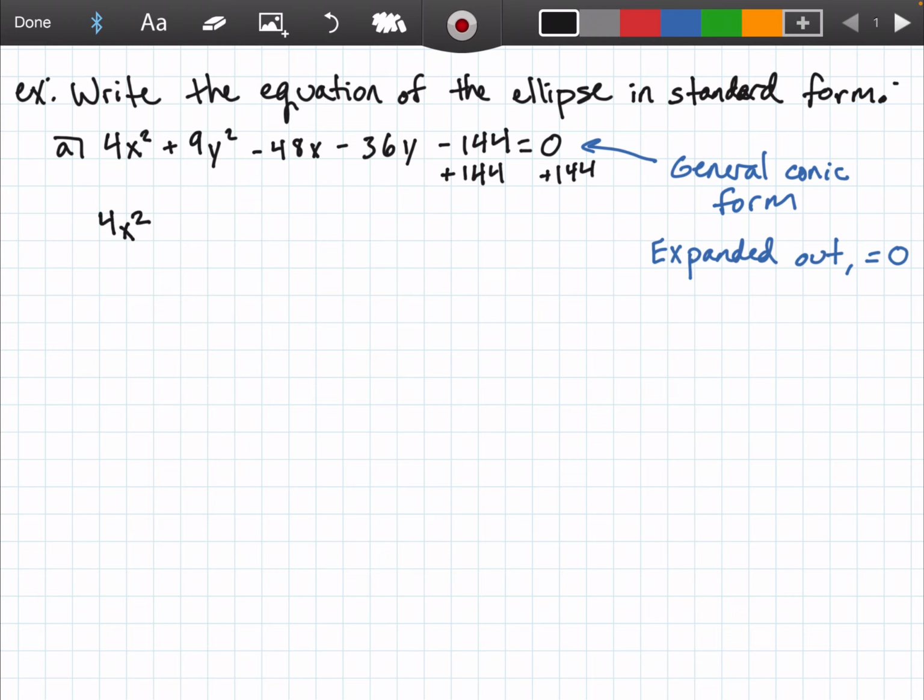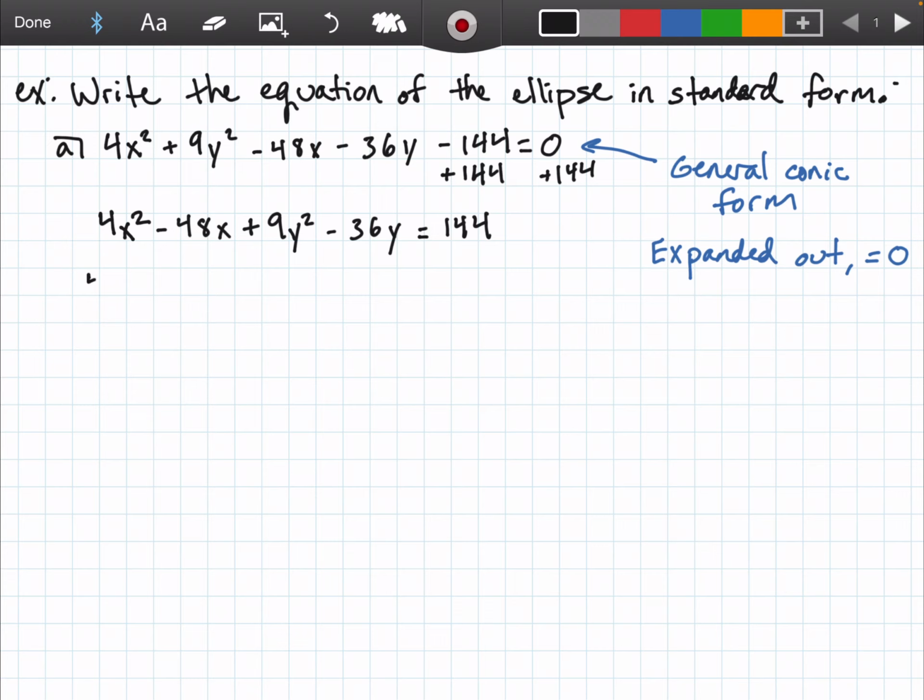So we got 4x squared. I'm also going to group my x's and my y's together. So I'm going to do 4x squared, and then minus 48x plus 9y squared minus 36y equals 144. Alright, so we're going to complete the square. But I see that both my x squared and my y squared have coefficients in front of them, and so we need to factor those out first.